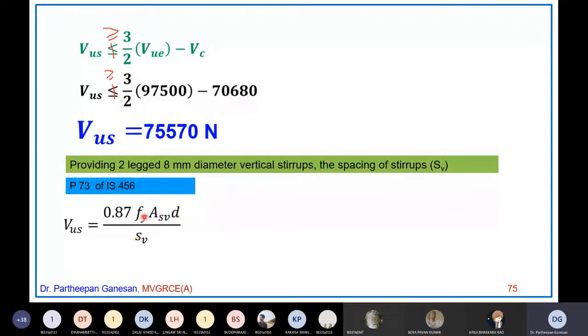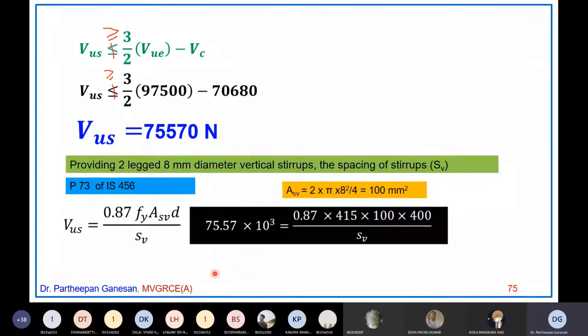As usual, 0.87 Fy is 415, ASV means 2 into pi by 4 into 8 square. That is 100, because for an 8 mm diameter bar it is 50, 2 into 50 is 100. D is 400 mm. VUS is here. SV you can find out. So if you substitute all these things, VUS is 75.57 into 10 cube, 0.87 Fy ASV, D at the section divided by SV. If you calculate, SV is coming out to be 191 millimeters. Now this is the first spacing.